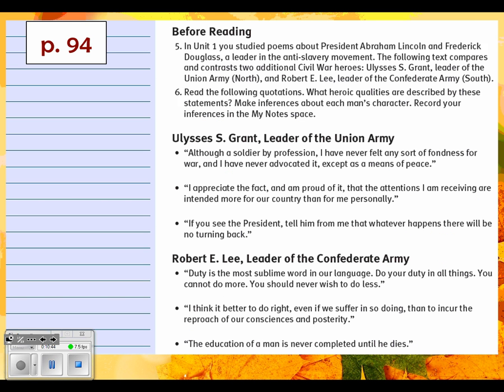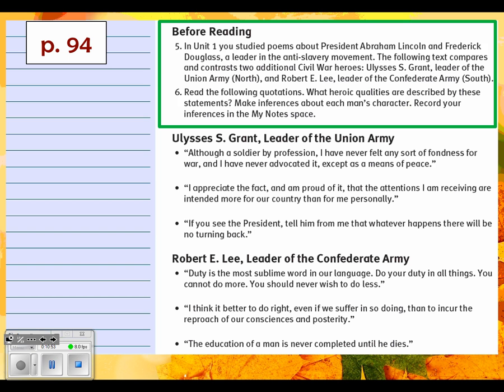You can go ahead and call that step 4. We're not going to be looking at that one. Instead, we're going to be starting off with step 5, what we're going to do before we read. So, Jacob, could you read step 5 for us on page 94?